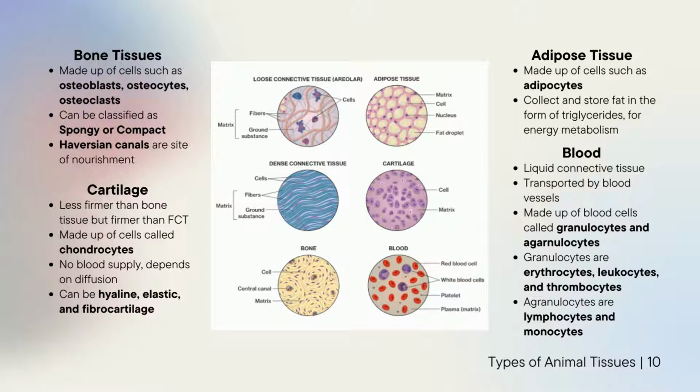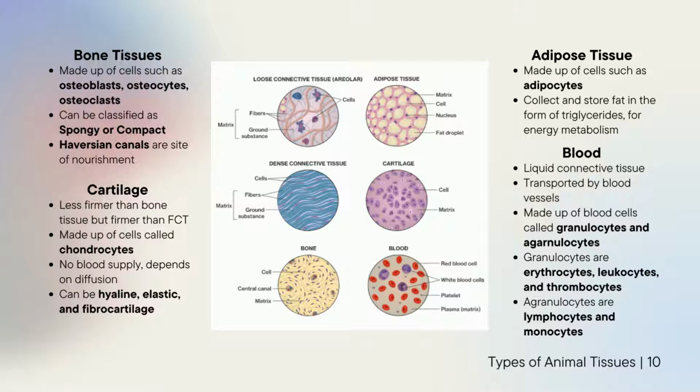It can be hyaline, elastic, and fibrocartilage. Hyaline, from the Greek word hyalos, meaning clear or glassy, is the most abundant type of cartilage in the body, and it can be found in our bones as a protective cushion for the bone to prevent friction when moving. And it is also found in our rib cage.